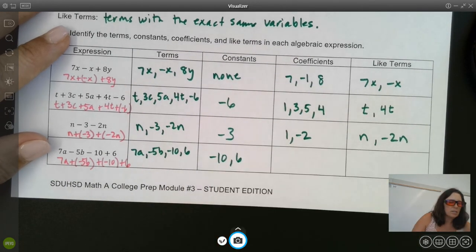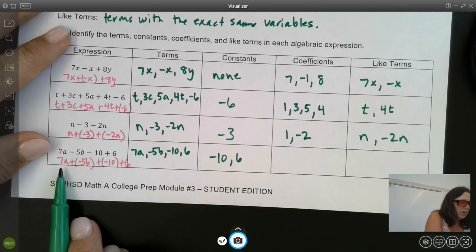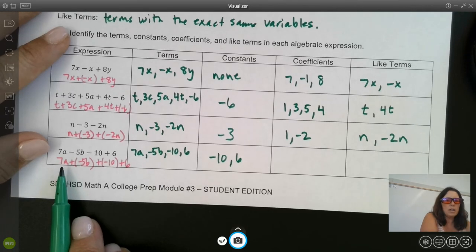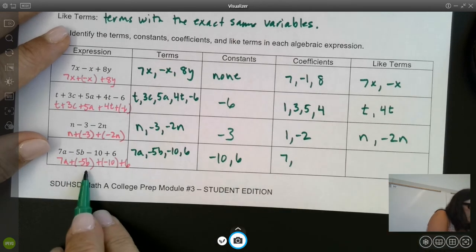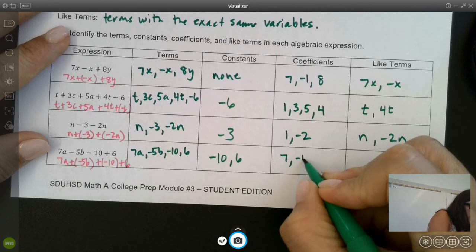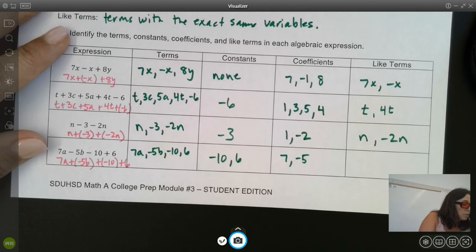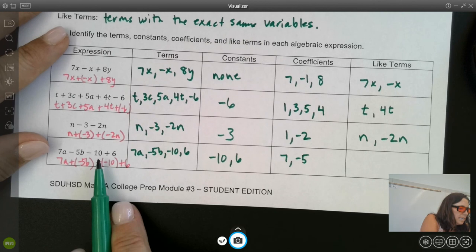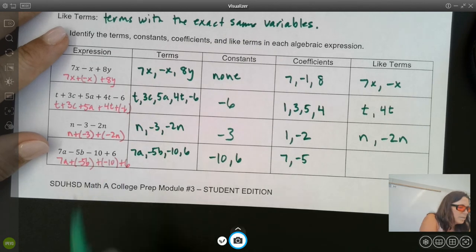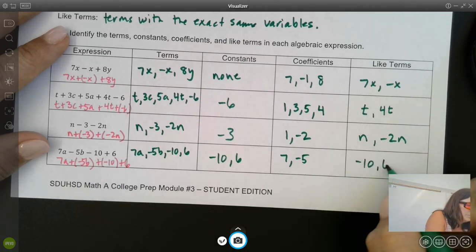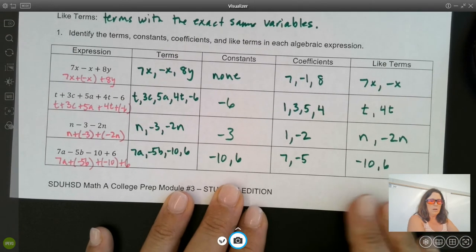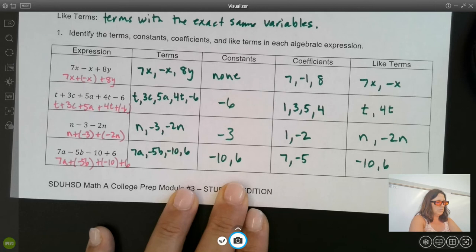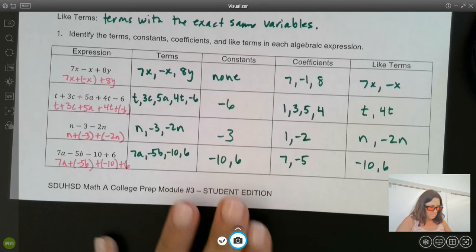Now my coefficients: I look for everything with letters and I pull the number out in front. So I see an a right here, so a 7 is in front of it. And I see a b right here and a -5 is in front of it. The like terms in this problem are the -10 along with the 6. Okay, you absolutely need to know how to do this problem. This is very important. All right, next page.